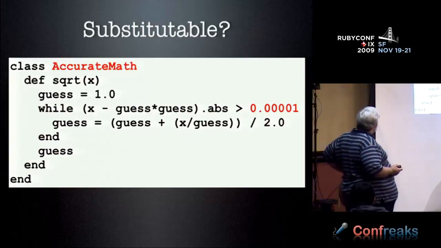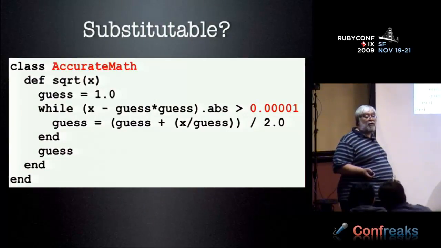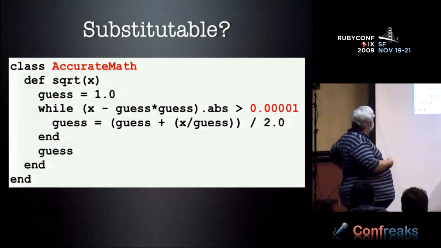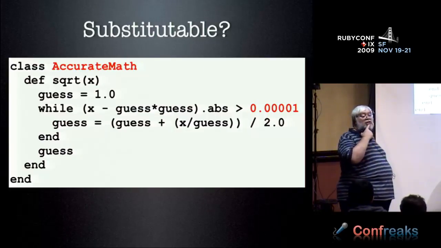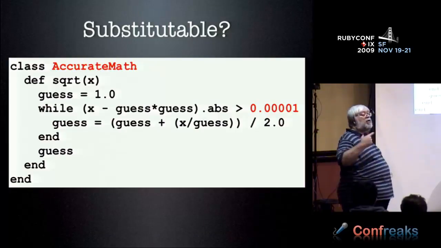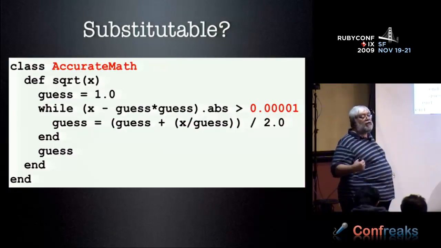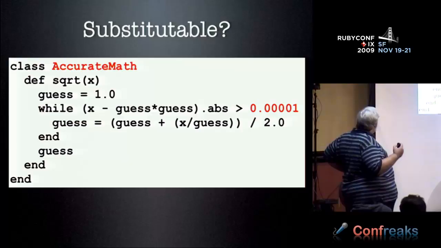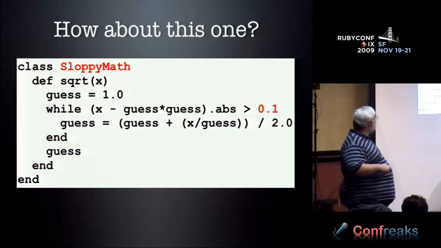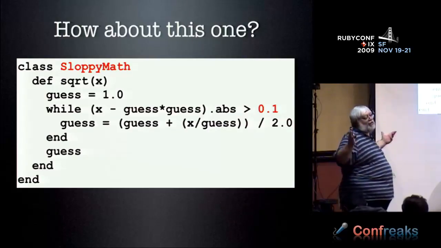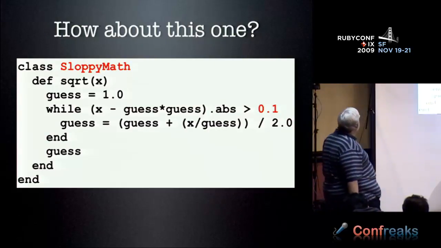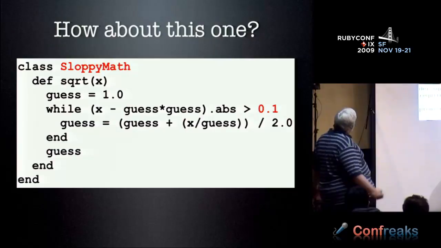We can write another version of this. We'll put it in a module called accurate math. And it does exactly the same thing, except its termination is 5 decimal places. So it is more accurate. The answer you get back is guaranteed to be more accurate than the guarantee of the previous one. We also have a module called Sloppy Math that does the same thing, but if we're close, that's good enough for government work. Should call this government math.